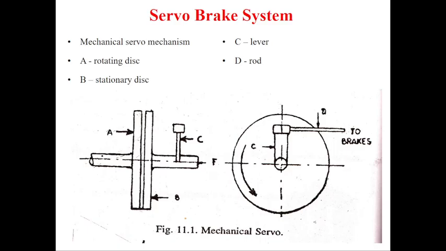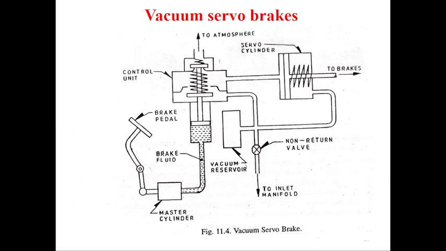This servo mechanism, the servo system, is here. A is a rotating disc, B is a stationary disc, C is a lever and D is a rod. When we use this rotating rod, A is coupled with the stationary disc. The rotating disc is applied on the stationary disc for braking, to control the vehicle with the lever and rod. This is the description of the servo brake system.